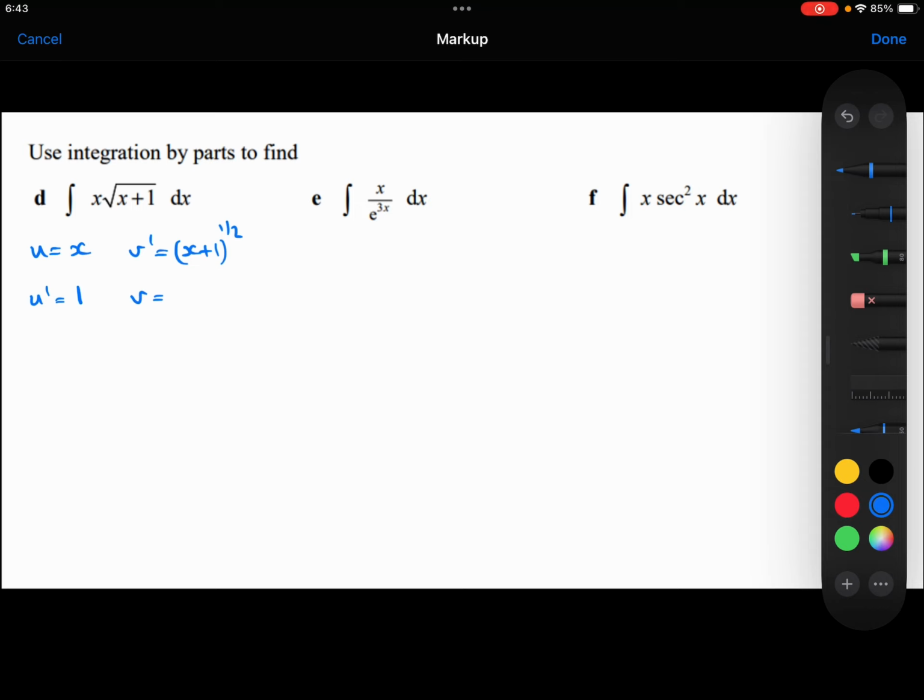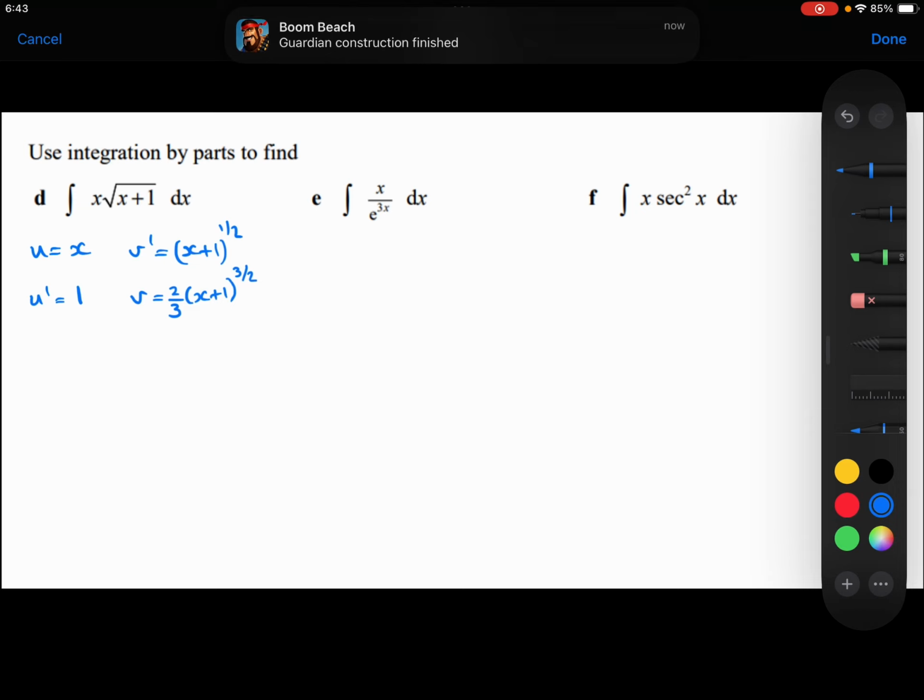Now integrating the x plus 1 to the power of a half, I'm going to add 1 to the power, so the half will become 3 over 2. And then I'm going to divide by the new power. Dividing by 3 over 2 is the same thing as timesing by 2/3.